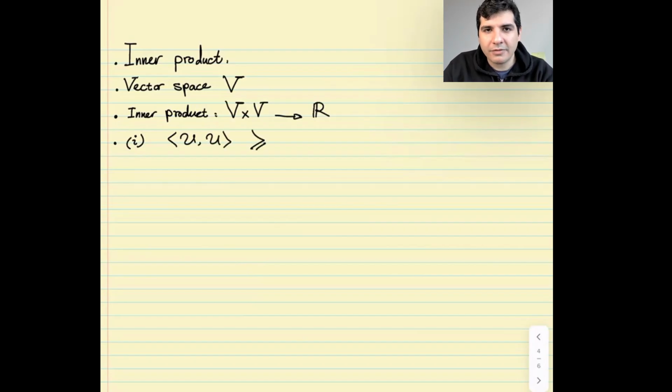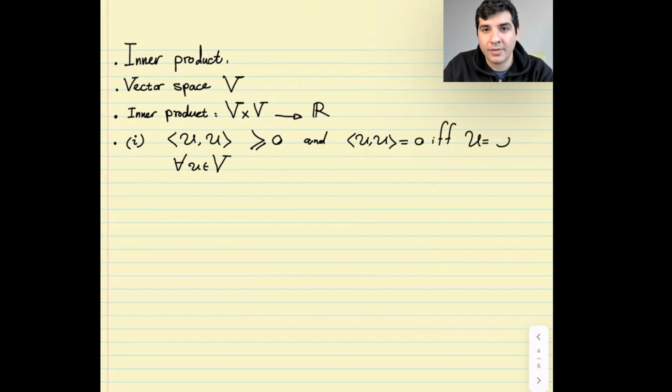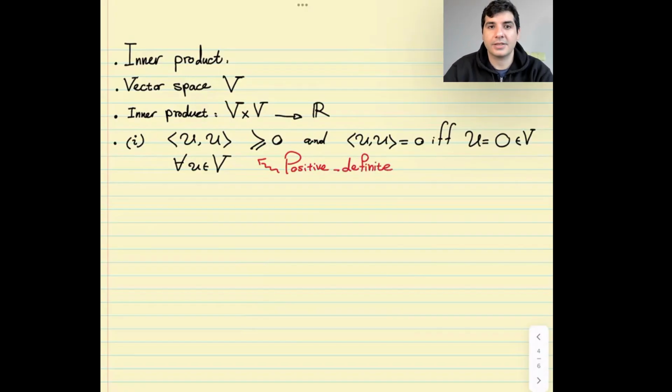First, the inner product of any vector by itself should be non-negative. For any vector u, the inner product of u with itself, u dot u, should be greater than or equal to 0. And u dot u should be 0 if and only if u is the vector 0. This 0 is not the real number 0, it's the vector 0 in our vector space. That should be the only case. For any non-zero vector you pick, the inner product of u with itself should be positive. This property is called being positive definite. So an inner product must be positive definite. Okay, that's the first property.